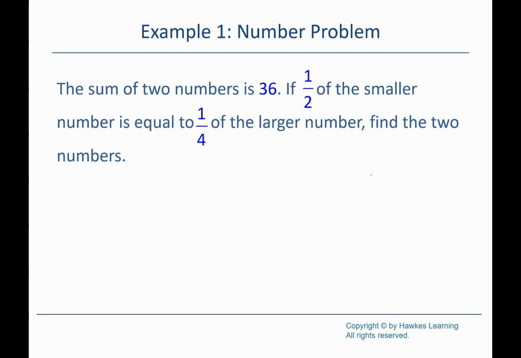So here's example number 1. Our problem is that the sum of two numbers is 36. If half the smaller number is equal to 1/4 of the larger number, find the two numbers. So going through our steps, the first thing I need to do is I'm going to read it to myself as I just did. I'm going to look at the words. I've got a sum word here, so that means the addition of two numbers. When I add them, I get 36. And half the smaller number is equal to 1/4 the larger number.